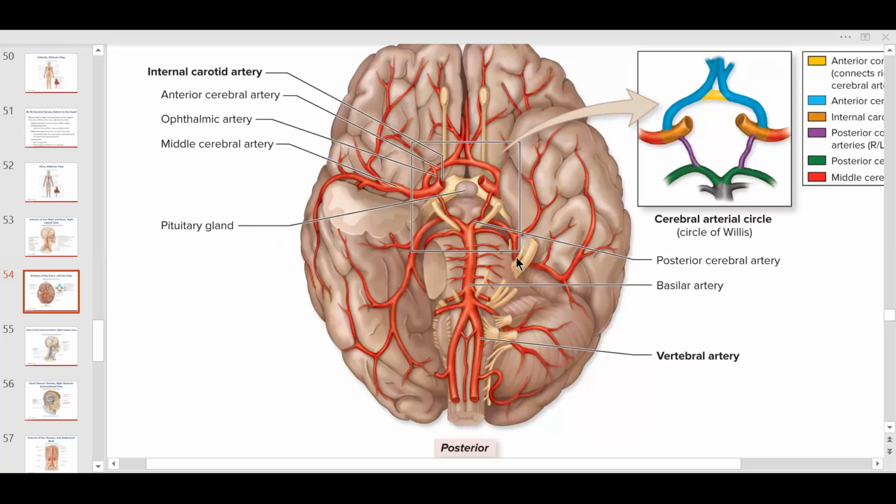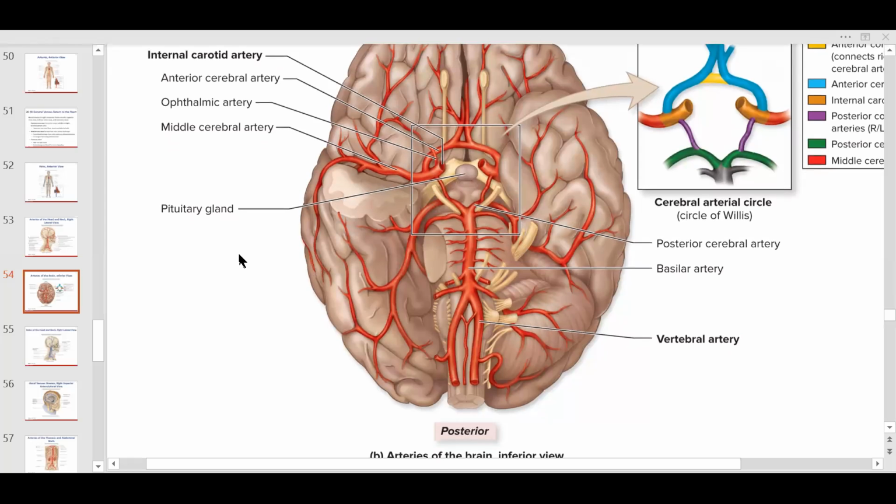Let's see what else we have. Other veins and arteries that I didn't really go through last time. So circle of Willis. What you talking about, Willis? So go through that.